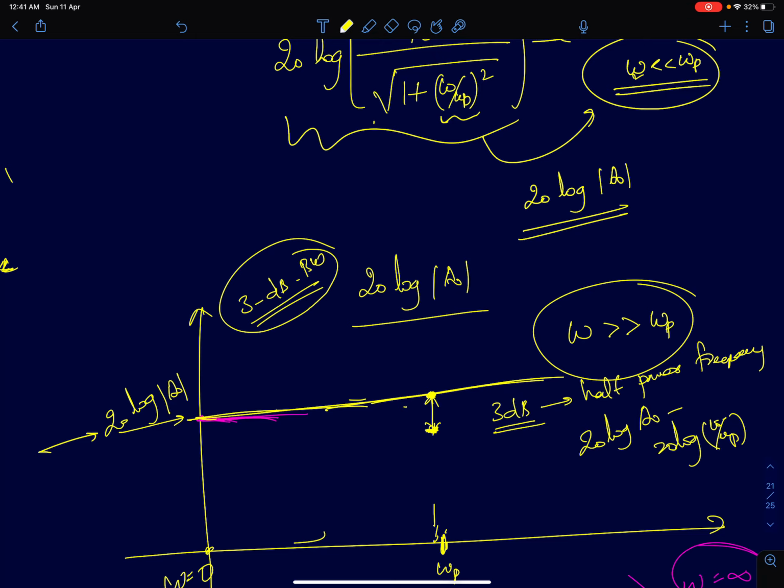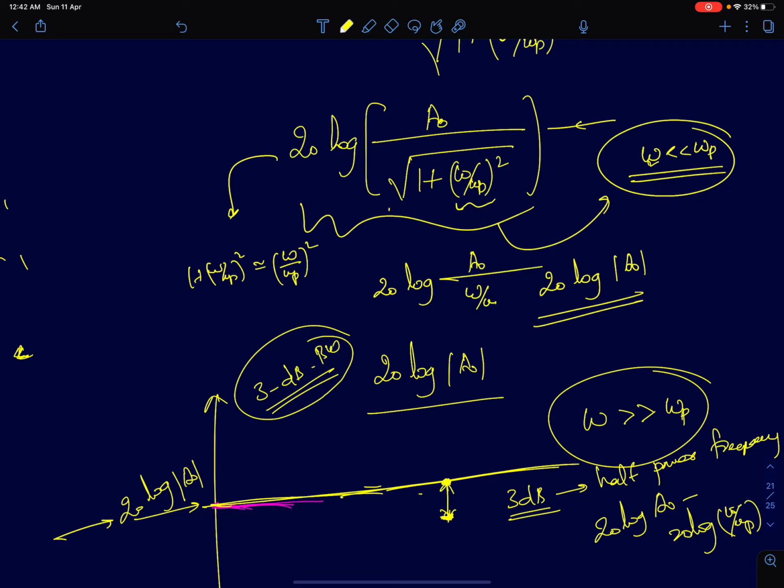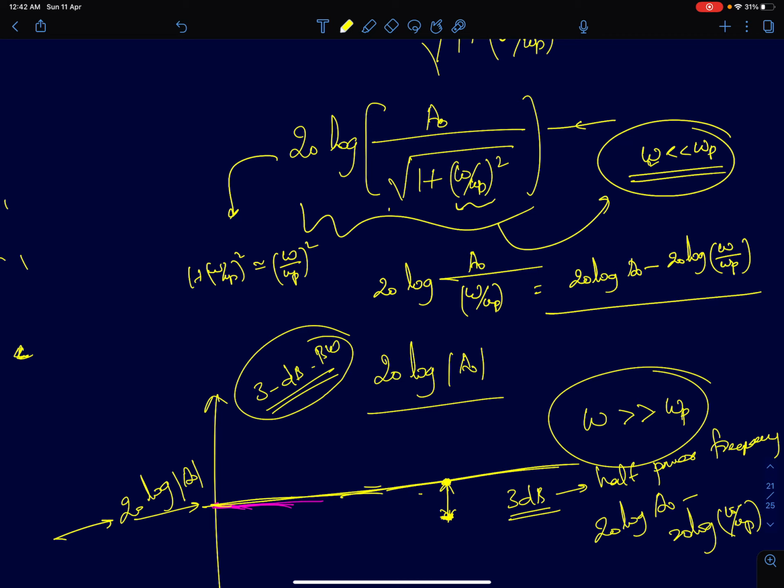The next condition is what happens when omega is much greater than omega p. If omega is much greater than omega p, then 1 plus omega by omega p the whole square will be approximately omega by omega p itself, whole square. So you take the root, and you are going to get 20 log of A0 divided by omega by omega p. This expression, I can further reduce and write as 20 log of A0 minus 20 log of omega by omega p.